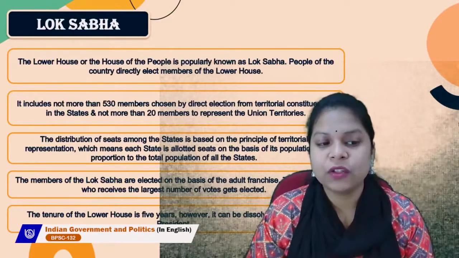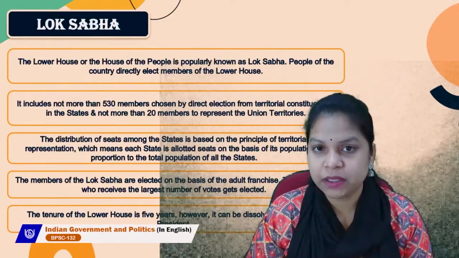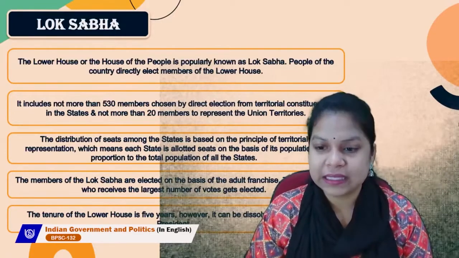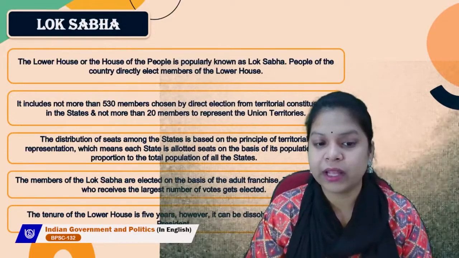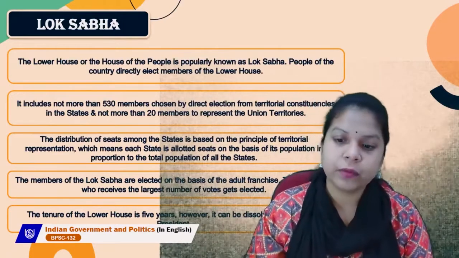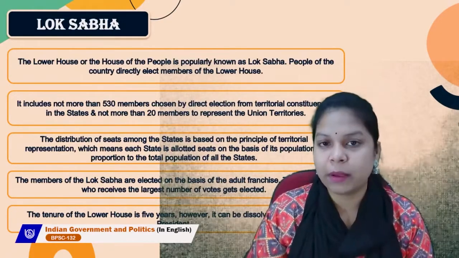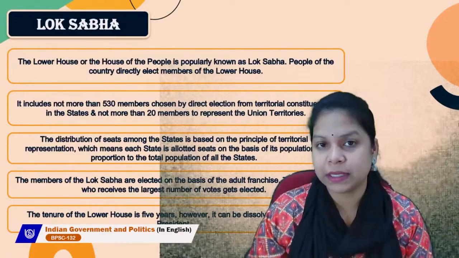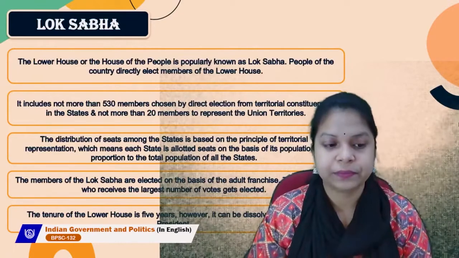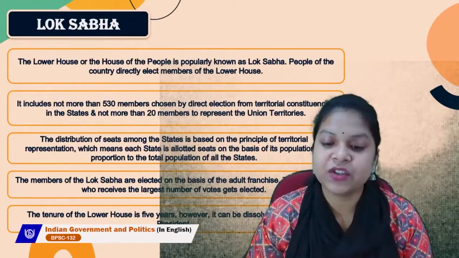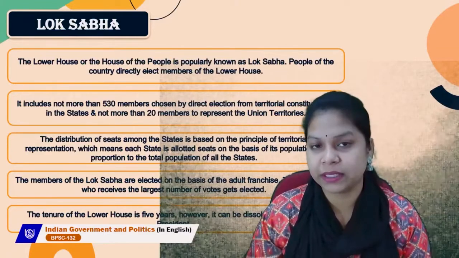It includes not more than 530 members chosen by direct election from territorial constituencies in the states and not more than 20 members to represent the union territories. So from states, there should be not more than 530 members, and not more than 20 members representing the union territories. The distribution of seats among the states is based on the principle of territorial representation.